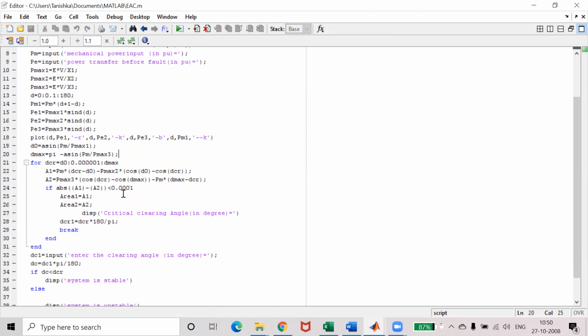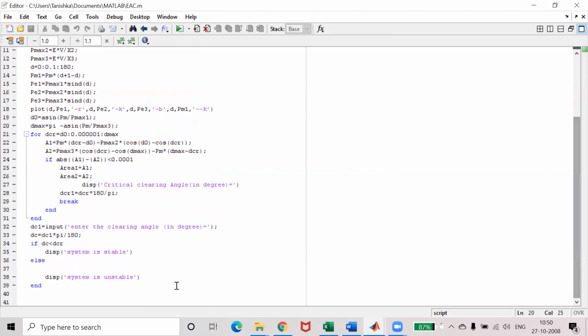If this condition is true, then you have to say whether the system is stable or unstable, and it should be converted in terms of degree. So whatever angle we put, that is the critical clearing angle, it should be in terms of degree. Whatever angle you got, simply multiply by 180 by pi. Then this should be an input to the program. Now, if the obtained angle is less than the critical clearing angle or maximum angle, the system is stable. If not, the system is unstable. That we have to examine.